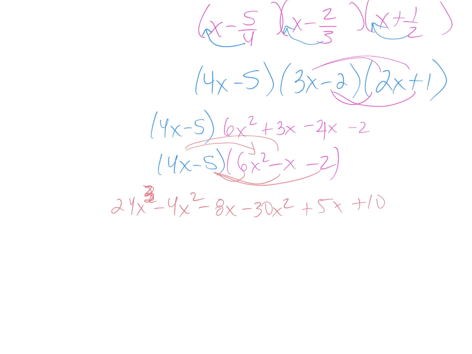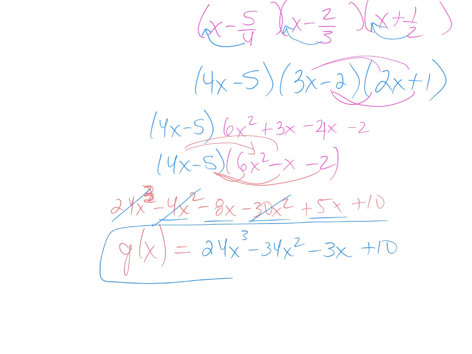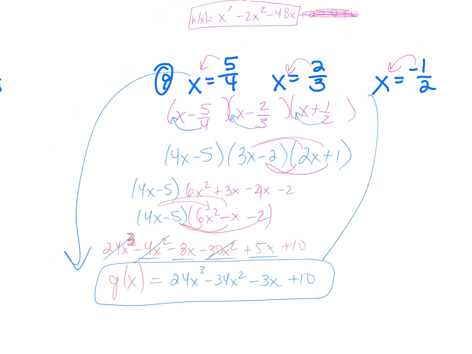So my answer should start off in function notation. I'm going to say g of x this time. Want to use the same letter every time? Perfectly fine. But 24x to the third. Do I have anything else that's cubed? No. So now we combine negative 4x squared and the negative 30x squared is negative 34x squared. Negative 8x and a positive 5x is minus 3x plus 10. And there, ladies and gents, is your final answer. That is your polynomial. I'm going to give you the answers, and you tell me what the original polynomial looked like. Has to be in function notation.